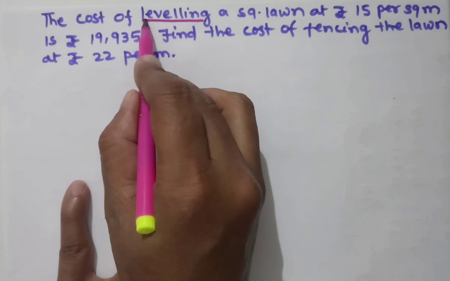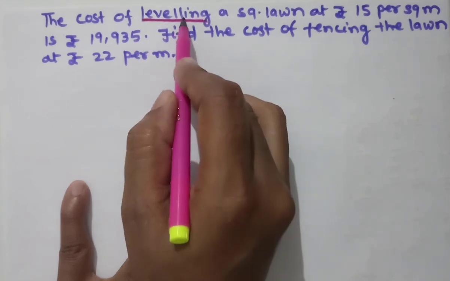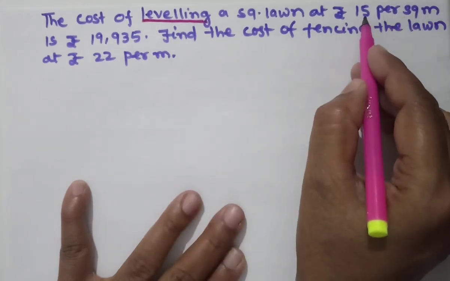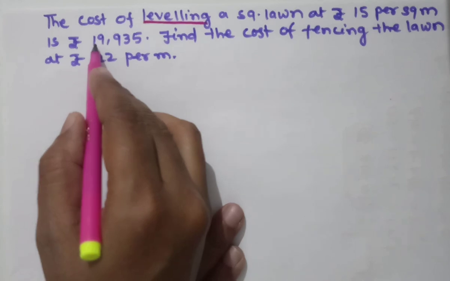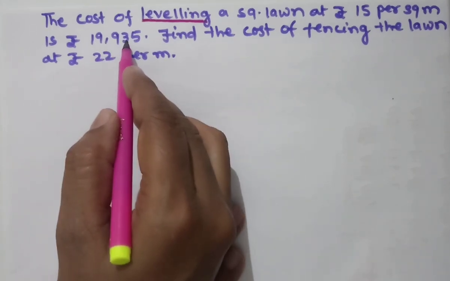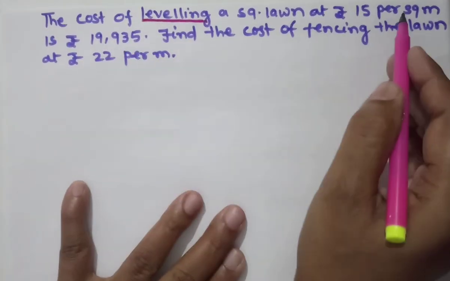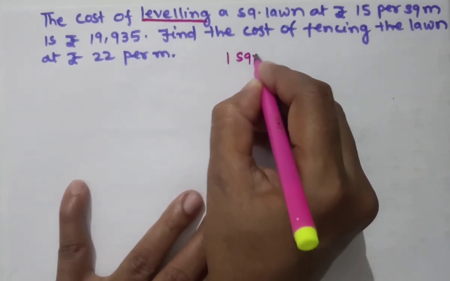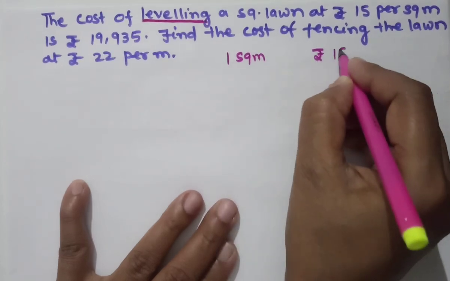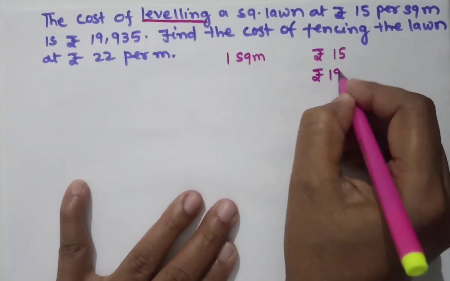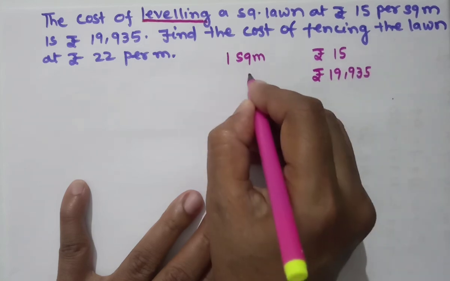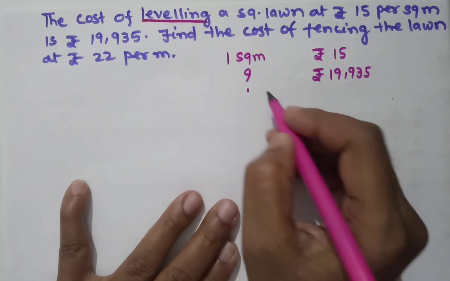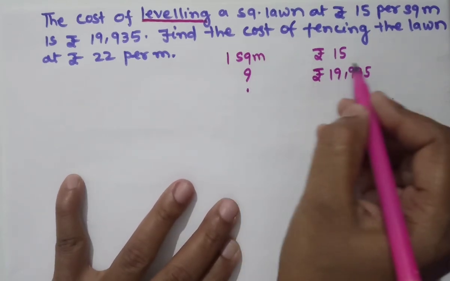Here we are talking about leveling, and leveling is done on the area. So per square meter the amount required is 15 and the total amount is 19,935. So using this we can find the area of the square lawn. See, for 1 square meter the amount used is rupees 15. So for rupees 19,935, how many square meters are we able to level? So this is the case of direct proportion.